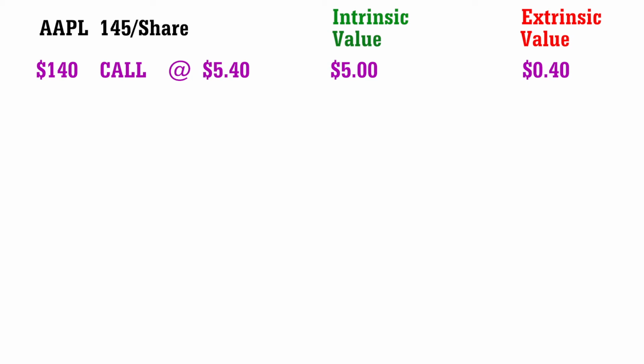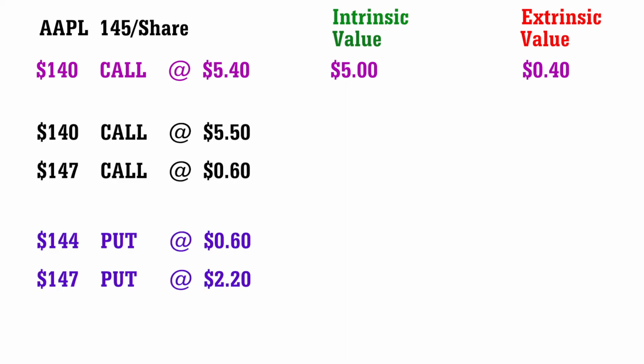Now let's look at a few more examples to understand the intrinsic and extrinsic value, because understanding them is very important in option trading. Let's say Apple is trading at $145 per share and we need to figure out the intrinsic and extrinsic value of the following options. The first option is $140 call, selling at $5.50. This option is an in the money option because it's a call option and the strike is below the current trading price. In this case, the intrinsic value is $5, which is the difference of strike price and the current stock price, and the extrinsic value is 50 cents.